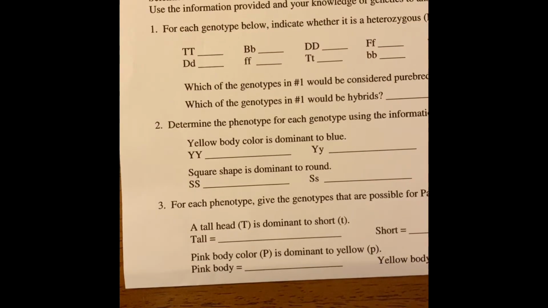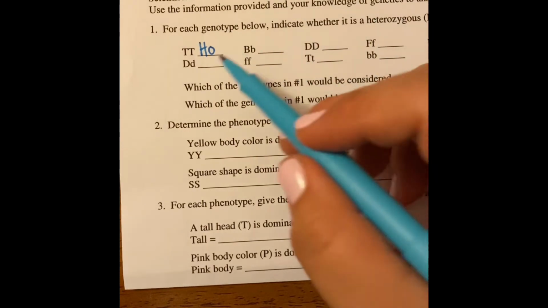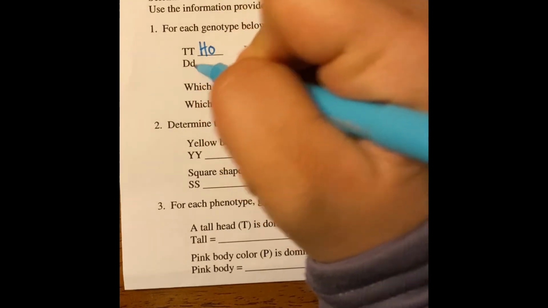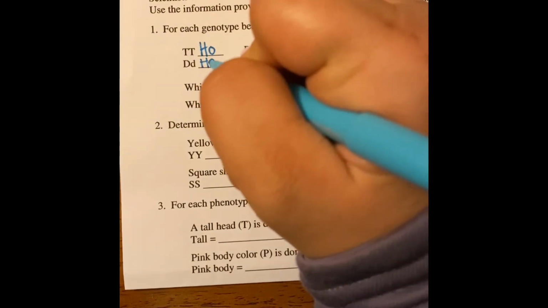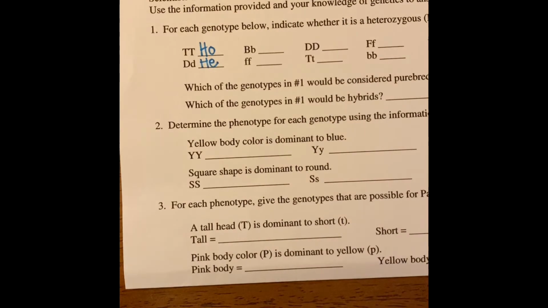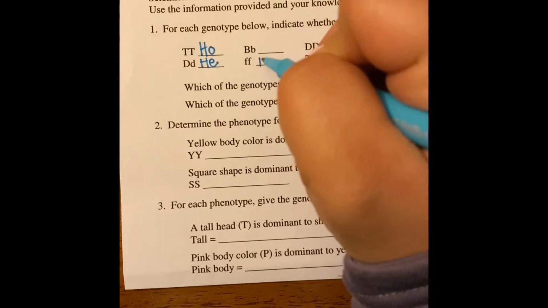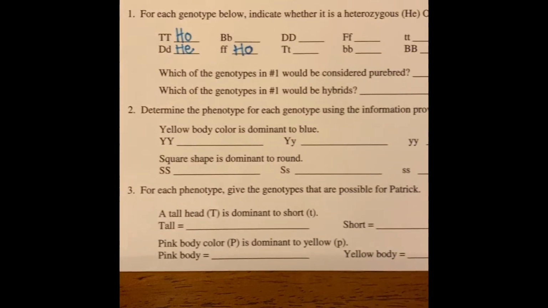So a couple examples to get you started. Big T, big T. That one would be homozygous because they had the same size T. The one right below it, big D, little D, even though they're both the same letter, because they're the opposite size, that one is considered heterozygous. Okay, the third type of example here, two small letters together, because they're both small, that one is also homozygous. So make sure you fill in the rest of these on your notes worksheet.